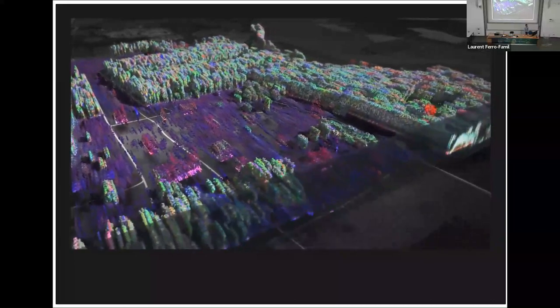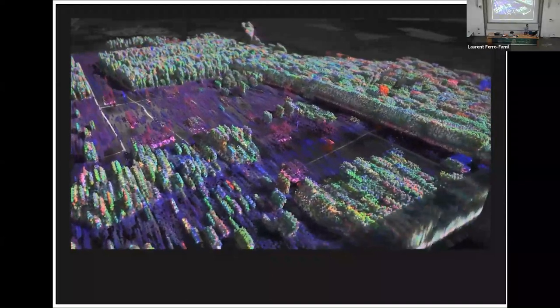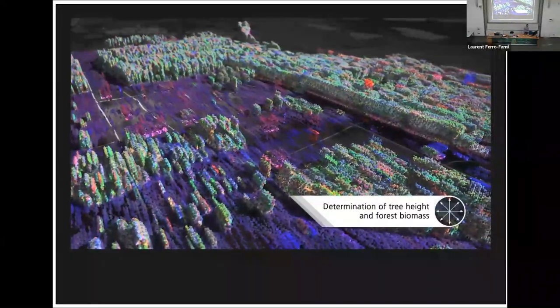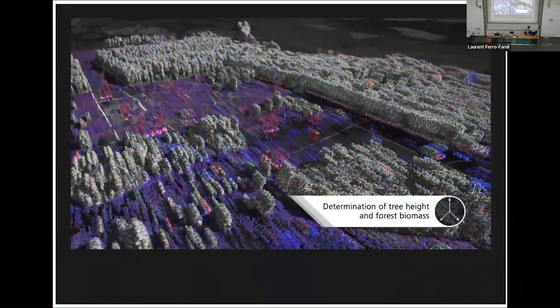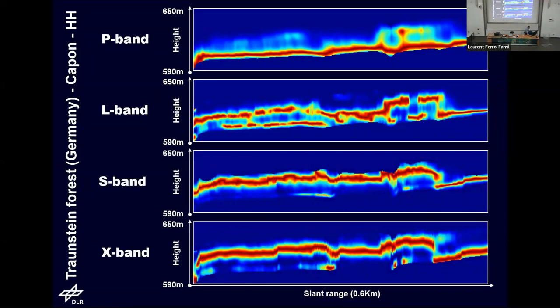So that's impressive. Now think about, of course, this was an airborne acquisition. Think about now a spaceborne system that can do this twice per year. So that's quite an advancement. So good. Now this we commented many times about these profiles.